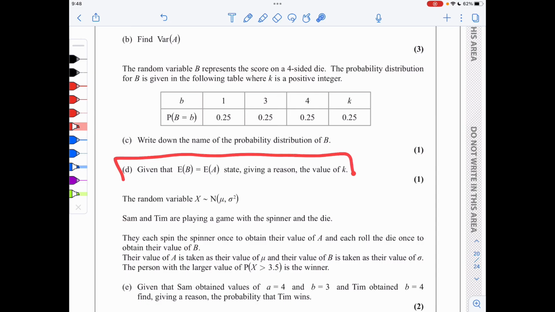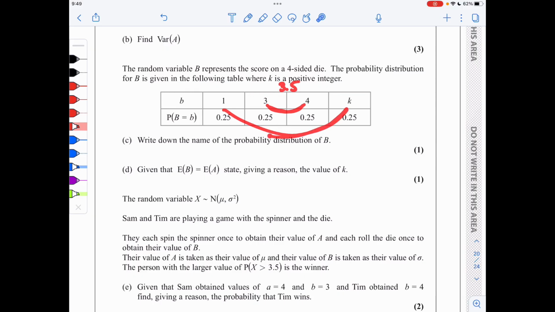In D, we are told that the expectation of B and the expectation of A are the same, so state, giving a reason, the value of k. Now, the quick method is just to say by symmetry. And why does symmetry work here? Well, if the mean of B is 3.5, which is halfway between 3 and 4, that means that 1 and k, their midpoint should also be 3.5, and it's easy to see that k must be 6 here, so that (1 plus 6) over 2 is 3.5.